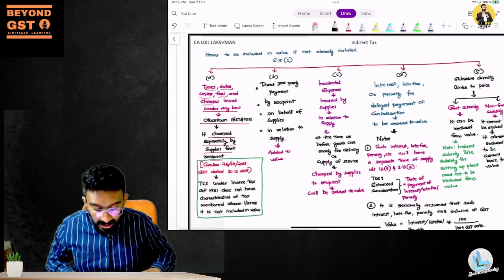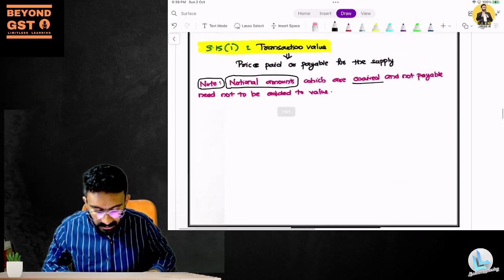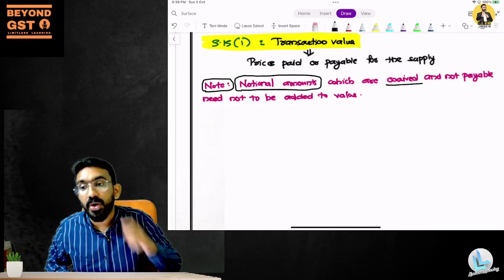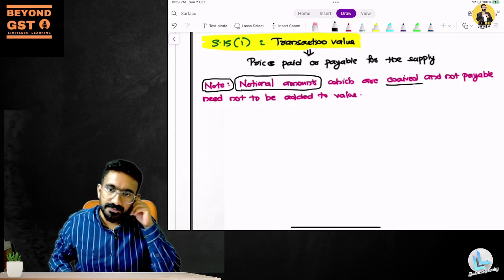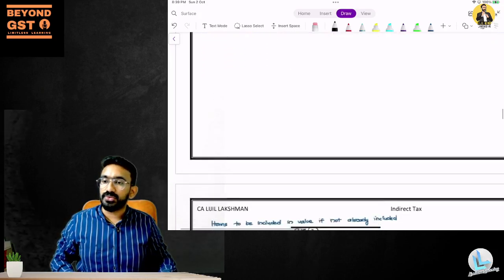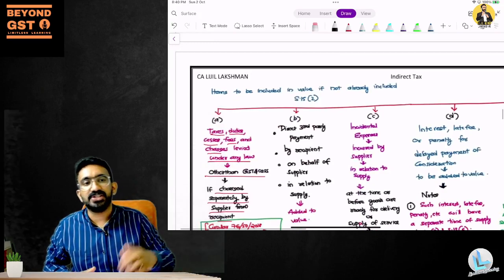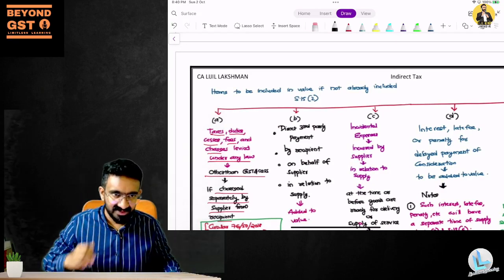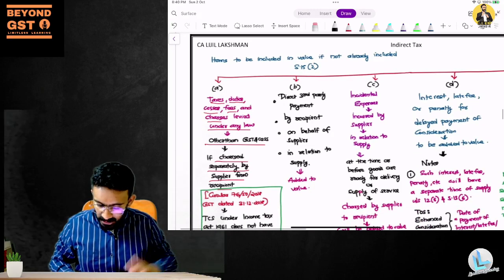And is it already included in the transaction value? If it's already included, no problem. But what if it's not already included in the transaction value? You're collecting it separately. What should you do? Add it to the transaction value and then apply GST on top of it. Are you understanding the logic of it?